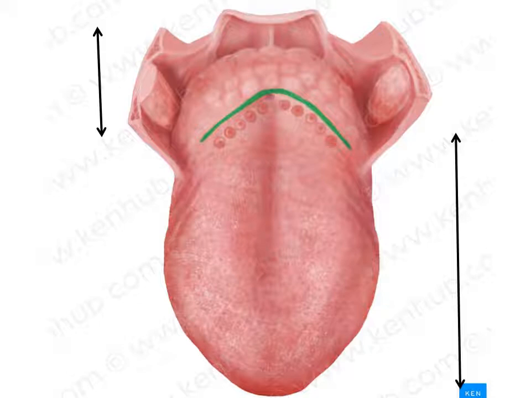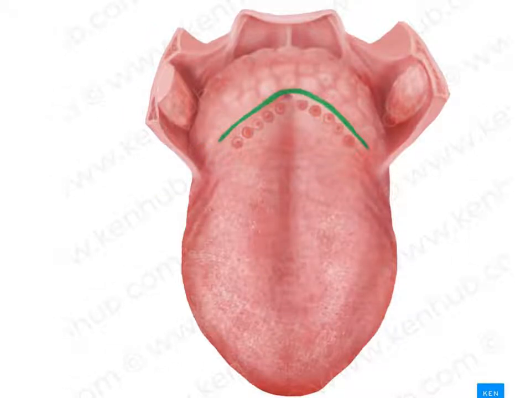This is a V-shaped sulcus, and the limbs of the V, where they meet, represent a foramen which is called foramen cecum. The future thyroid gland or thyroid diverticulum arises from this foramen cecum during embryological life.